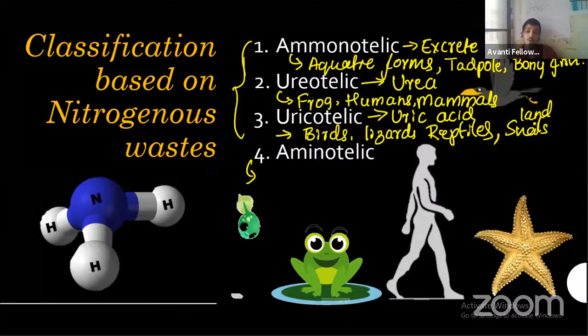Pawan is asking, blue whale is a marine mammal, in which form will it eliminate the waste? What do you guys think about blue whale? Is it ammonotelic, ureotelic, or uricotelic? So, what's the reason for your answer? You have to tell. Are you guys guessing or do you already know?